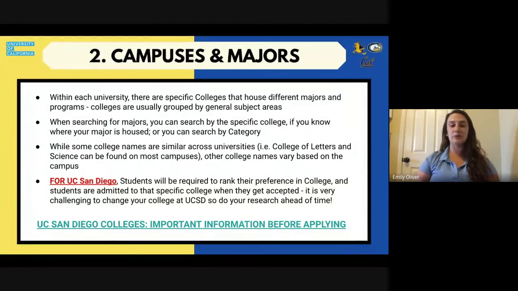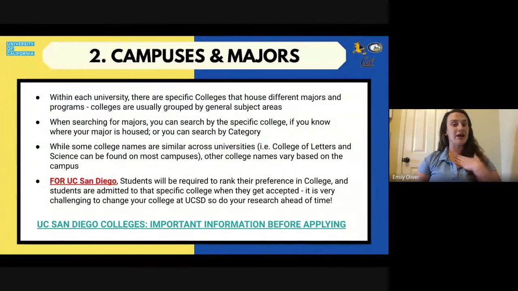One thing I really want to point out for anyone who is interested in applying to UC San Diego, they do things a little bit differently. When you're applying to UC San Diego, and this is only for their campus, students are required to rank their preference in college. They have a really spread out campus, and each college has a different area where there are different specific dorm buildings for those colleges. And there are other things related to the colleges at UC San Diego that are important to consider. So it is very important to do your research, especially for UC San Diego, ahead of time.